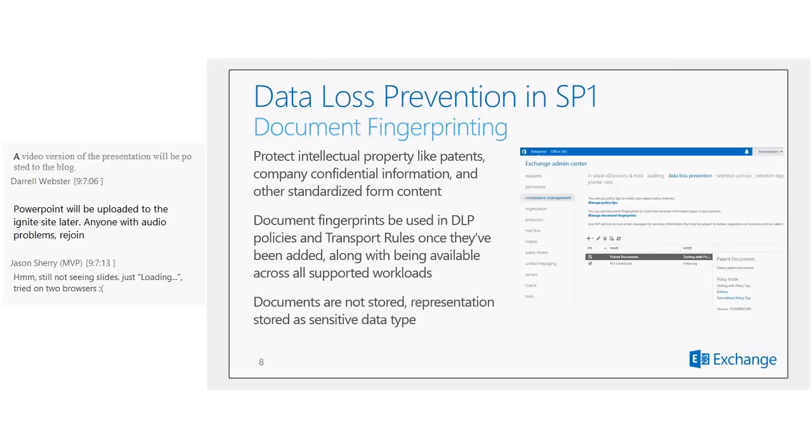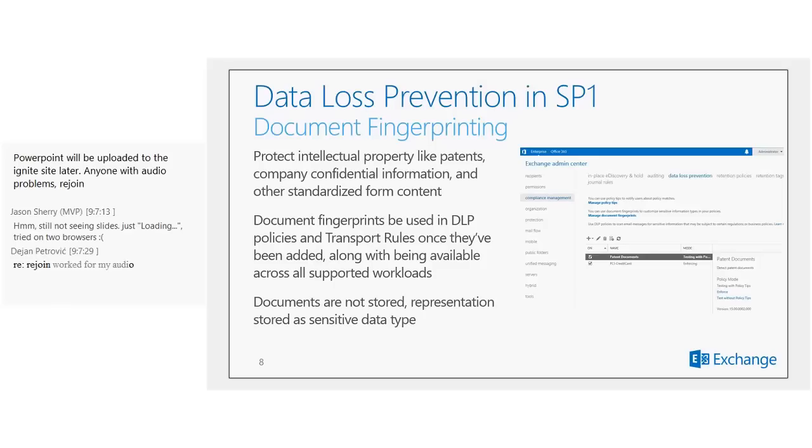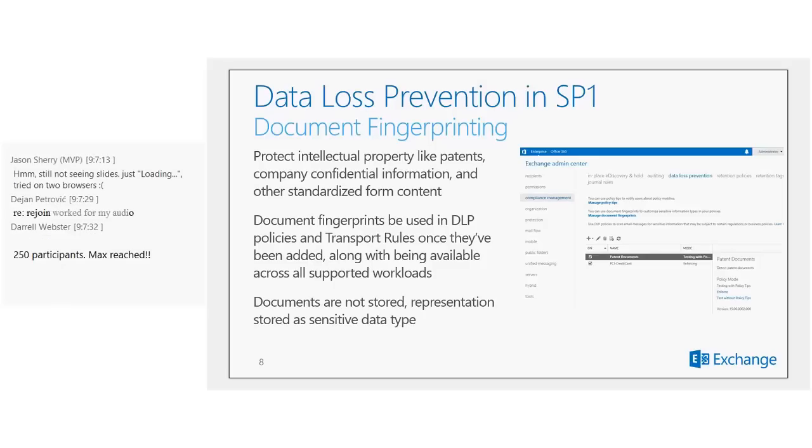You create them by, say, taking your tax form or a patent form, and we're going to create what we refer to as a document fingerprint, essentially an outline of the metadata that makes up that document. We don't store that document itself, but rather, when I upload that document template into Exchange, it creates a representation of that document stored as a sensitive data type.